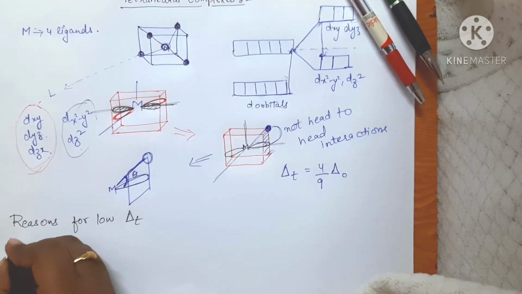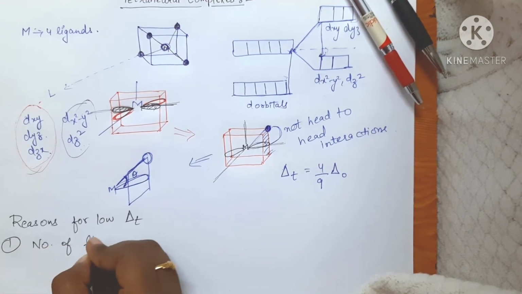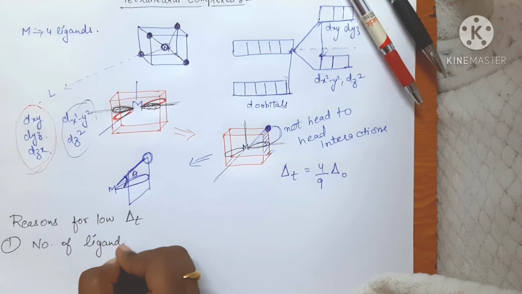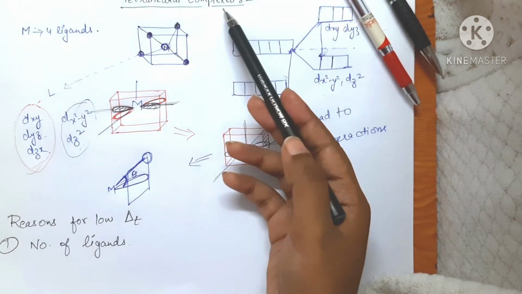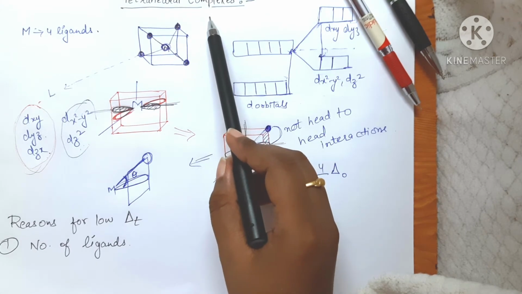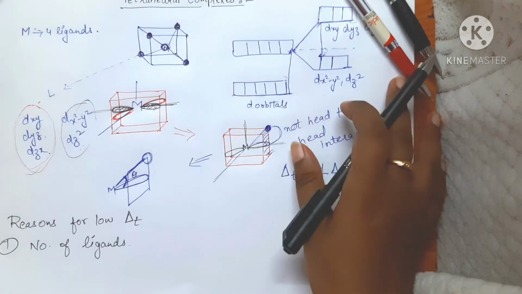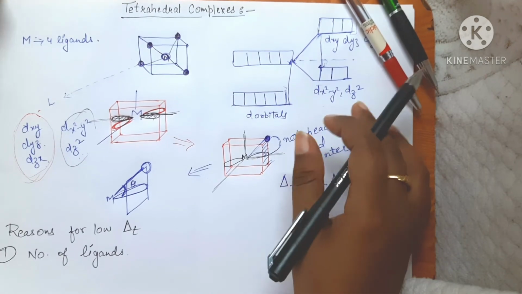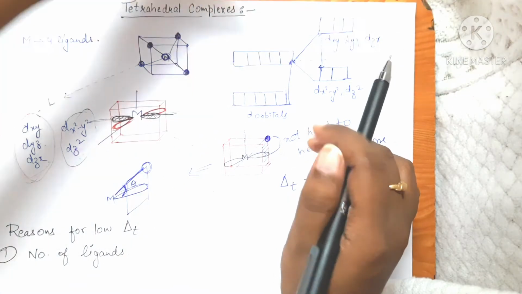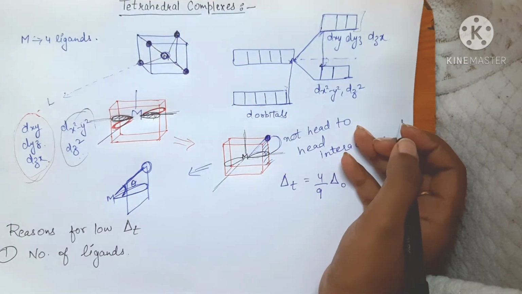So the first reason will obviously be the number of ligands. In tetrahedral complexes, the number of ligands is less. These are 4 in number as compared to octahedral complexes, where the number of ligands is 6. So this is the first reason.